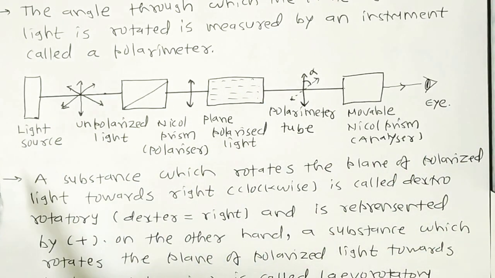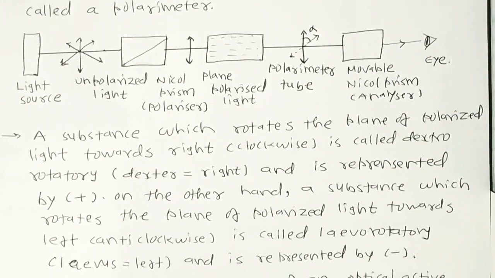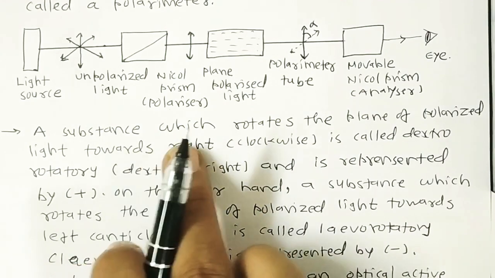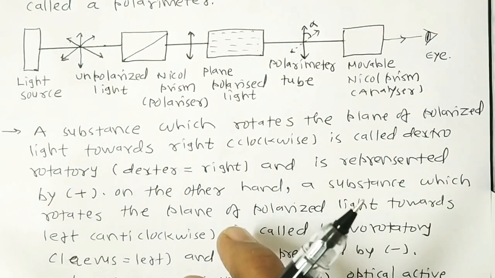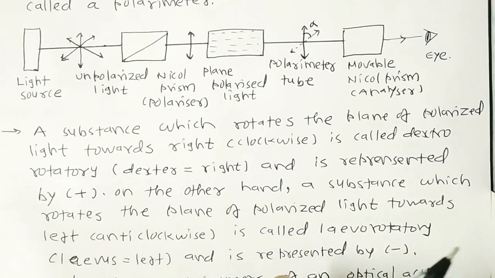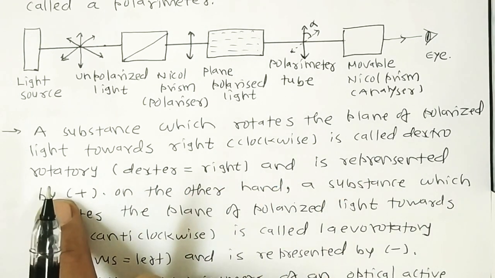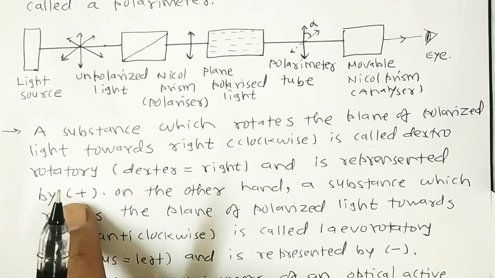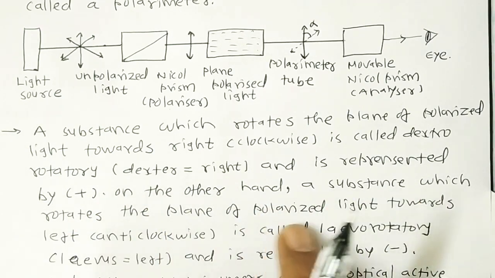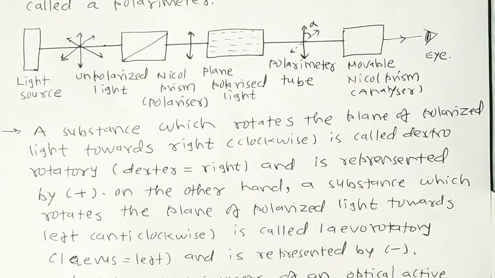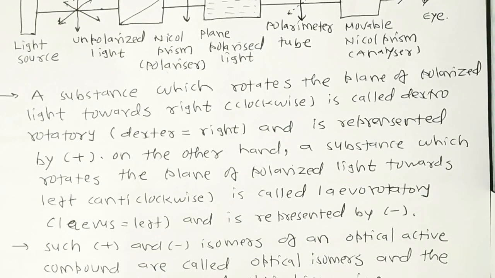So this whole system is called a polarimeter system, where you put the substance. A substance which rotates the plane of polarized light towards the right, meaning clockwise, is called dextro-rotatory. The Latin word dexter means right hand side, and it is represented by the algebraic sign plus. On the other hand, a substance which rotates the plane of polarized light towards the left, meaning anti-clockwise, is called levo-rotatory. Levo means left, and it is represented by the algebraic sign minus. So it is plus and minus. Sometimes we write D and L, dextro and levo too.